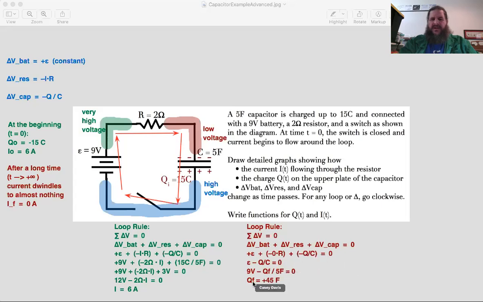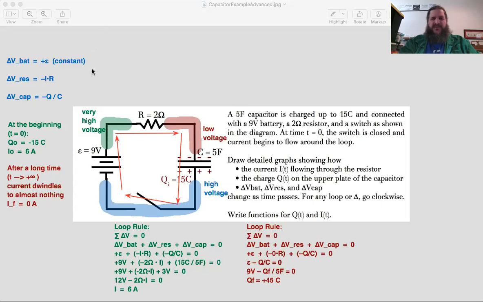Yeah, we've been assuming that Q represents the charge on the upper plate. So mathematically, this suggests the upper plate will end up with positive 45, sorry, that should be coulombs, positive 45 coulombs of charge. In other words, the signs are going to flip. The top plate is going to end up positive, the bottom plate is going to end up negative.